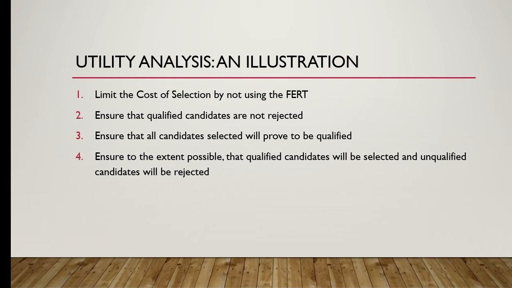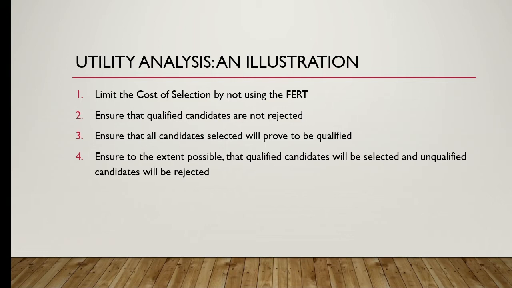The last one would be to ensure, to the extent possible, that qualified candidates will be selected and unqualified candidates will be rejected. This objective can be met by setting a cut score on the FERT that is helpful in selecting for permanent positions those drivers who perform satisfactorily on the OTJSR, eliminating from consideration those drivers who perform unsatisfactorily. The outcomes of these four options are associated with each definition that they imply.